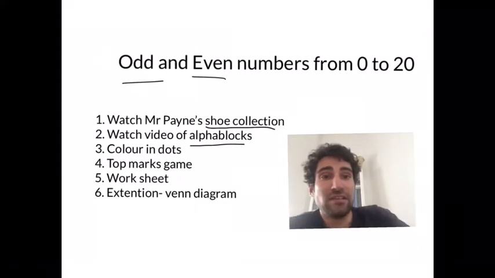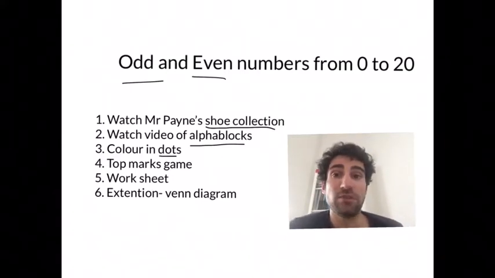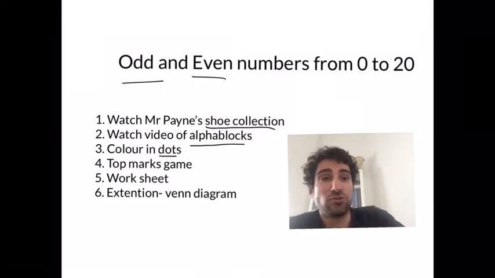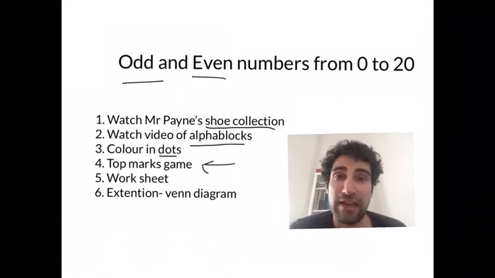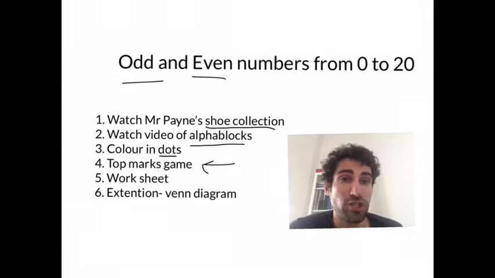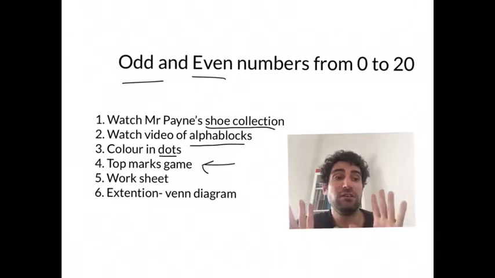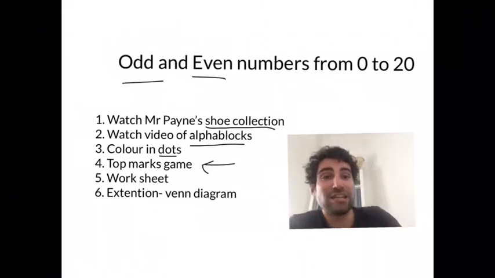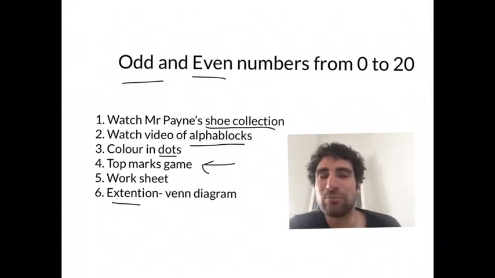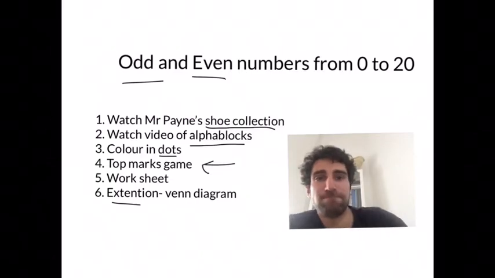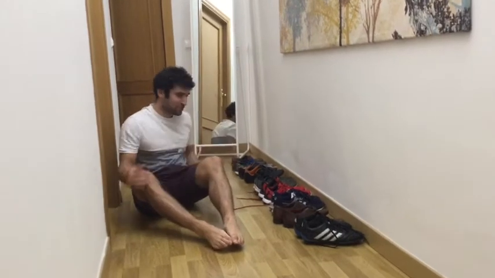The third activity is you're going to be making dots, so you'll need some colouring in pencils and some paper. The fourth activity, you'll need to play a game on Top Marks, so you'll need a tablet or a computer to play that game. The fifth is the worksheet, which I'll show you. And the sixth part, only if you get that far, is the extension. So this is a little bit harder. One activity which is a bit harder for you to have a go at, if you can. Okay? Enjoy.